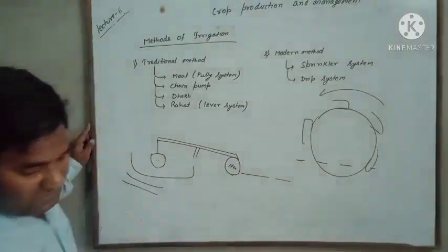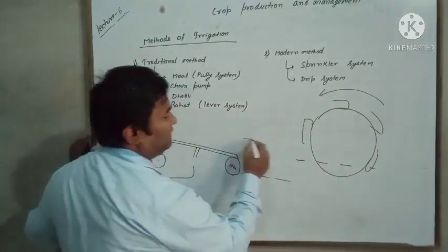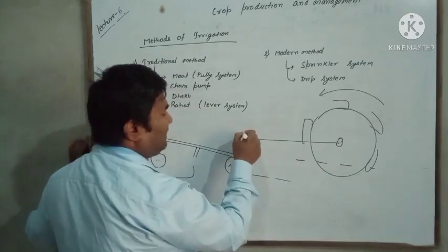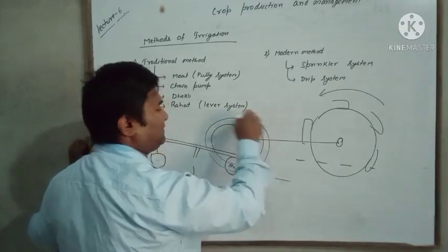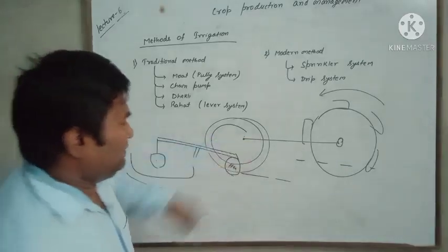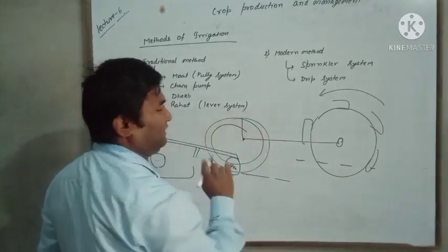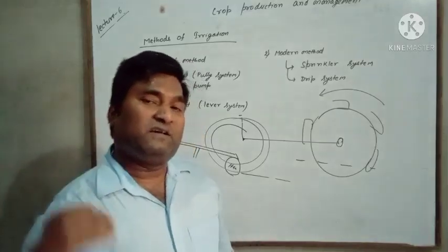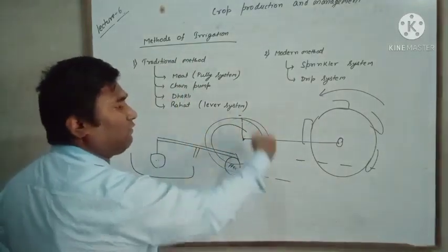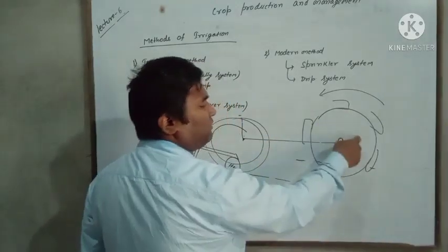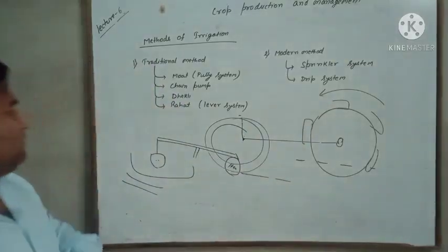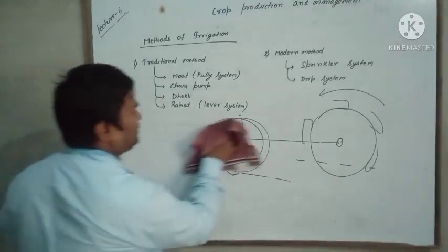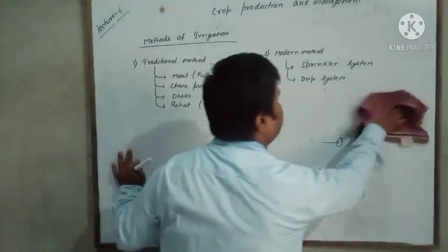And last is rahat, that is lever system. In that lever system, a lever is placed like this, and a wheel is placed like this, and an animal is attached, and this animal will rotate like this. When the animal goes round, a long lever is connected here, attached at the back of the animal. So when the animal rotates, this rod also rotates. When this rod rotates, this will also rotate, and it will take the water and come out. So this is called rahat or lever system. So these are some traditional methods of irrigation which were done since ancient times.